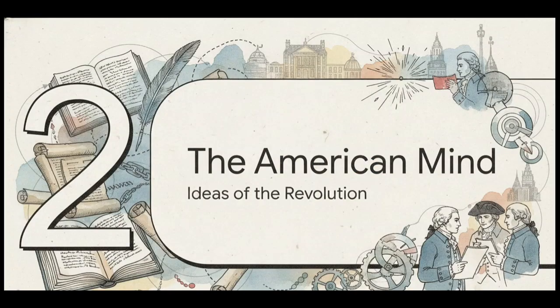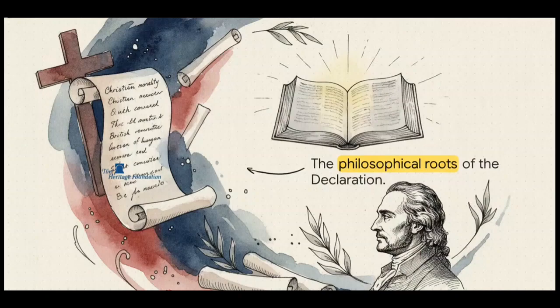Moving to Section 2, the American mind. According to analysis from the Heritage Foundation, the colonists' revolutionary spirit wasn't just about paying extra taxes on tea. It was deeply philosophical. It was shaped by a really rich blend of Christian morality, a deep reverence for the British Constitution, and the powerful ideas of Enlightenment thinkers like John Locke. Basically, they were drawing on centuries of thought to articulate a brand new vision of human liberty.